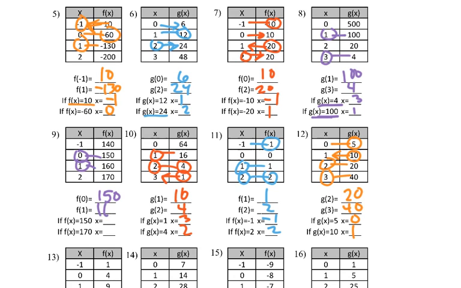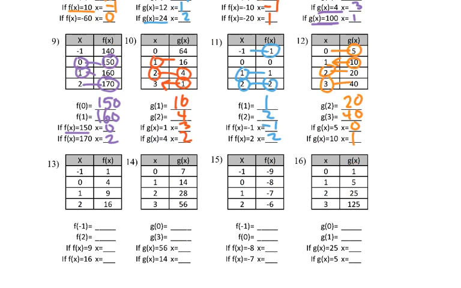Okay, number 9, f of 0 gives us an output of 150, f of 1, an input of 1, gives us an output of 160, an output of 150 gives us an input of 0, and an output of 170 gives us an input of 2. Number 13, f of negative 1 gives us 1. F of 2, the independent variable of 2, gives us the dependent variable of negative 16. F of x equals 9, so dependent takes us back to the independent of x equals 1. And f of x equals 16 takes us back to 2.